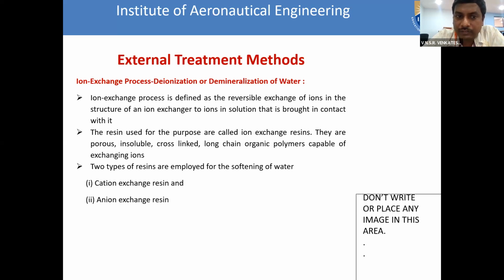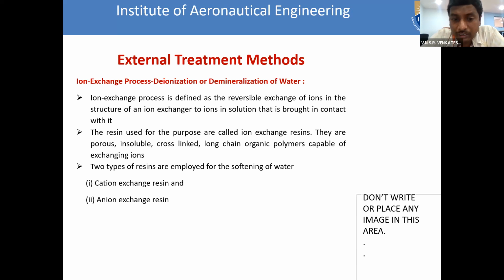Now we see the definition. The ion exchange process is defined as the reversible exchange of the ions in the structure of an ion exchanger with ions in a solution that is brought into contact with it. The resins used for the purpose are called ion exchange resins. They are porous, insoluble, cross-linked, long-chain organic polymers capable of exchanging ions.